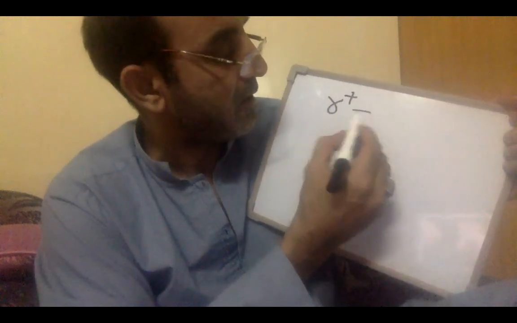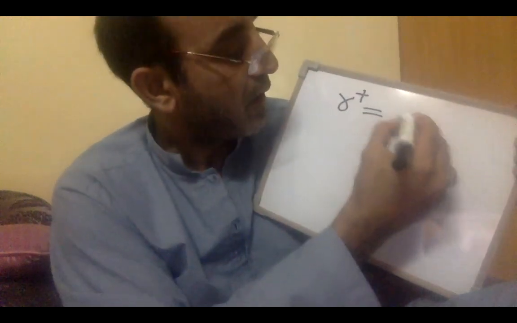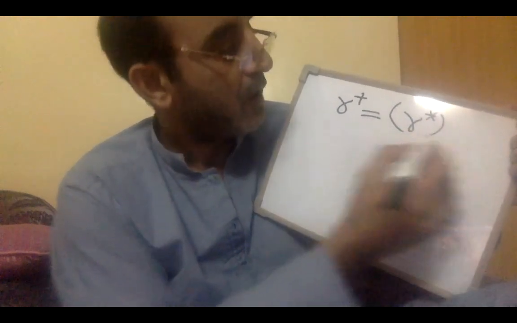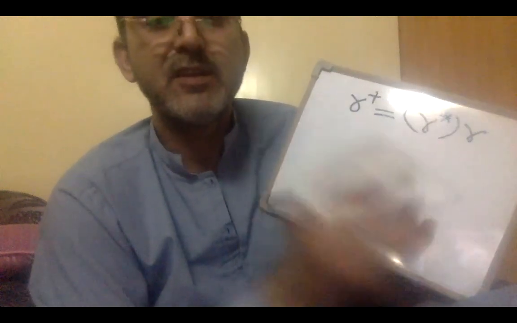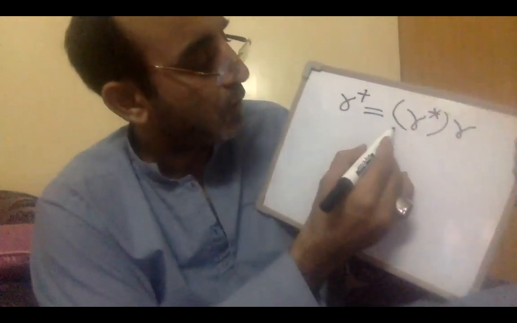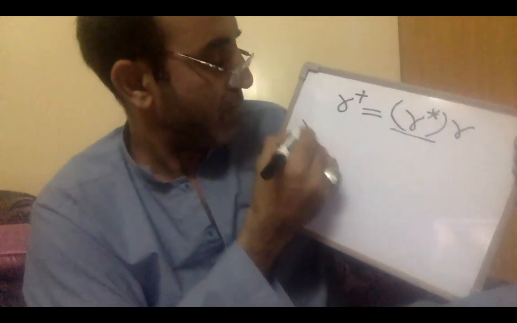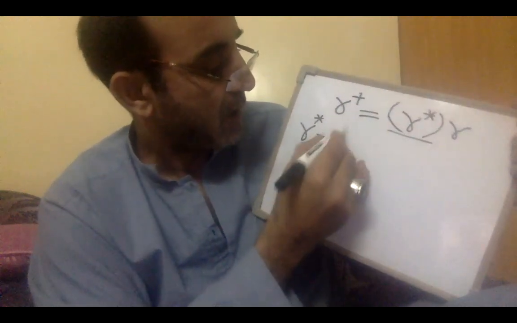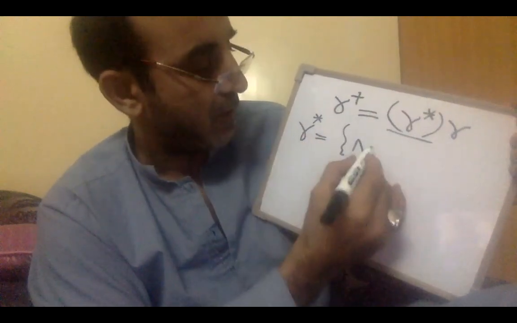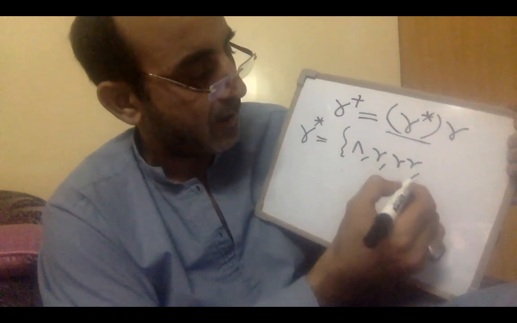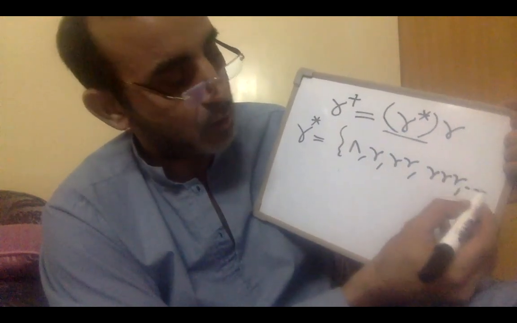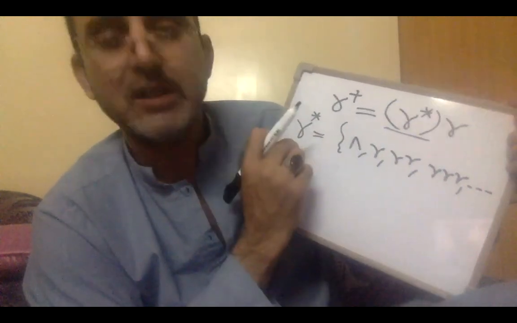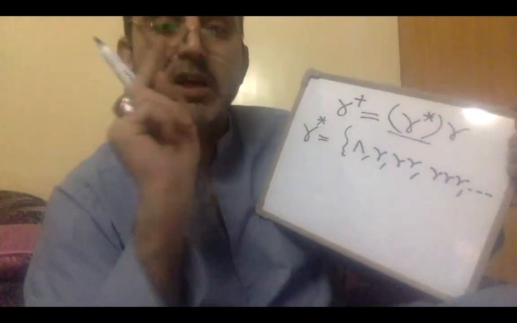R plus is equal to R star into R. This is something written there. So how is it equal? For example, what is R star? R star is, I can write it null, then 1R, double R, triple R, and so on. This is the full form of this R star, and this is single R.